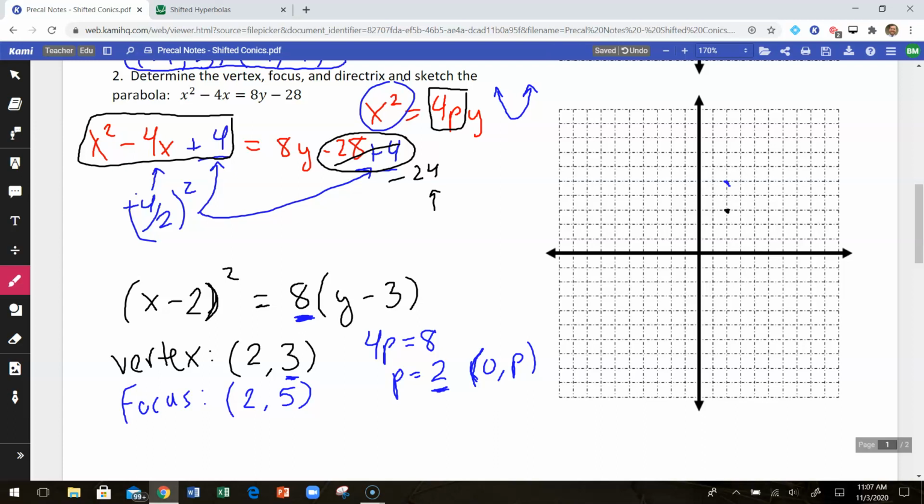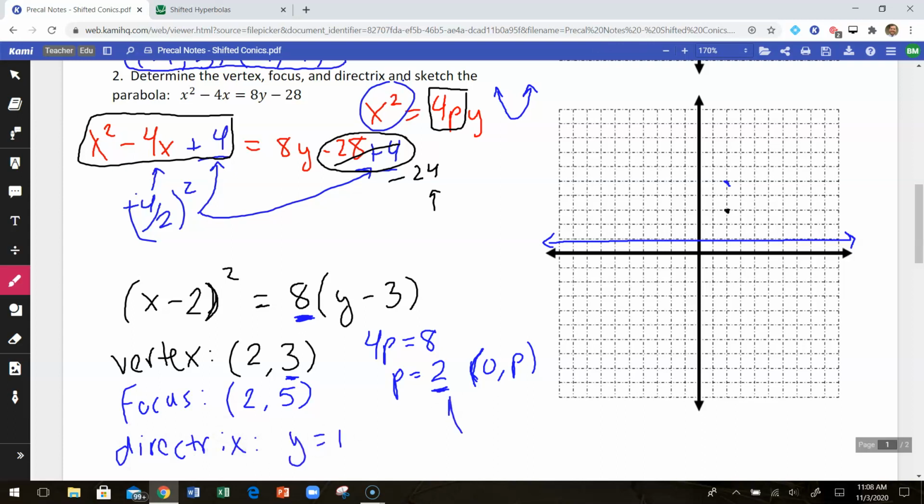Now, the directrix was normally y equals -p, which means go that same direction the opposite way. So I'm going to go down 2 in this case. And I'm going to draw, remember the directrix is that horizontal line. So the horizontal line is actually going to occur at y equals 1. That's our directrix.